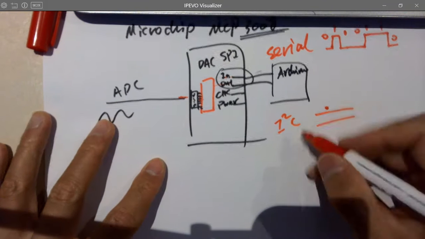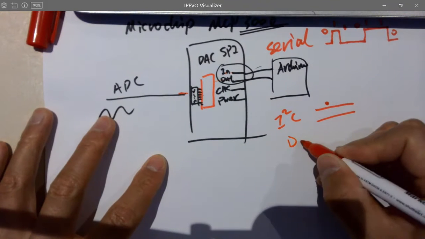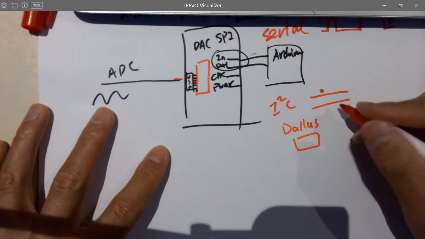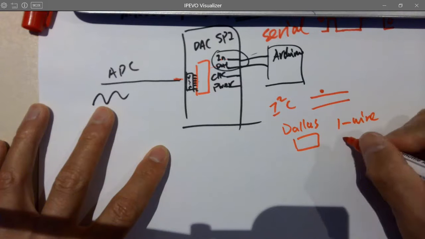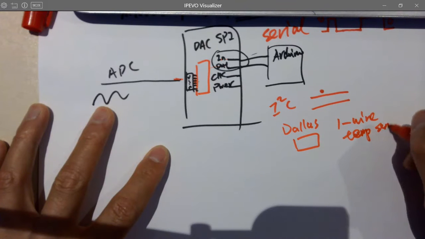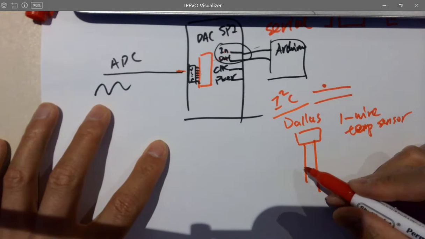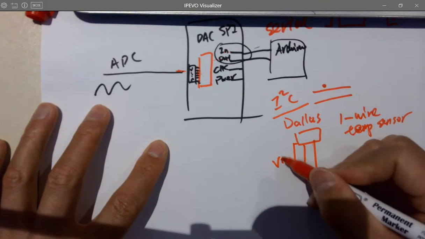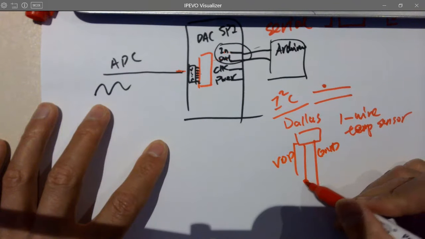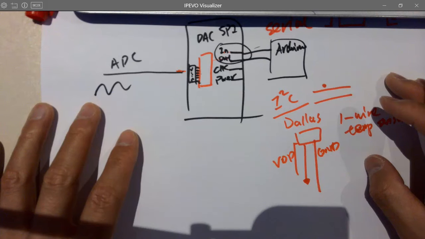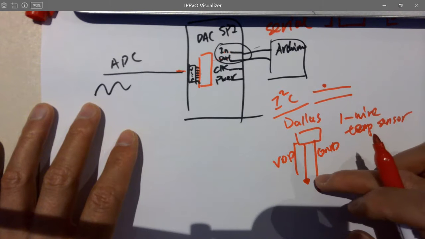And there's a temperature sensor from Dallas Semiconductors. It's called a one-wire temp sensor. It's a special protocol, and it's just a power and a ground. So it's VDD, GND, and a signal. There's not even a clock. How does that work? So only one pin, and it's digital. Think about it.